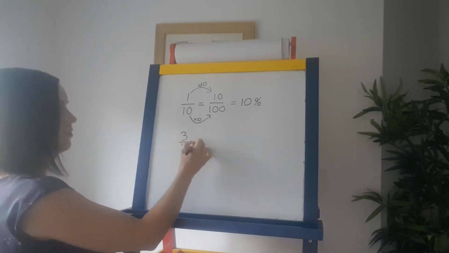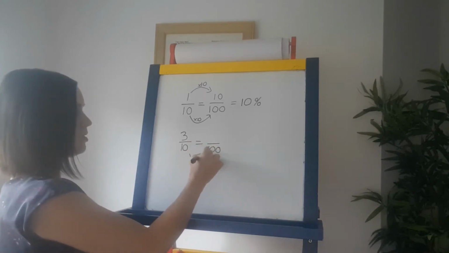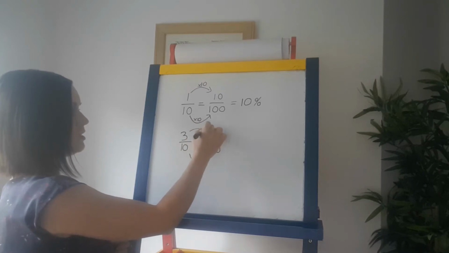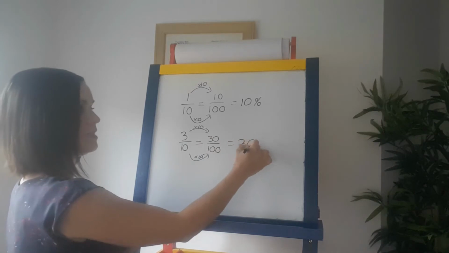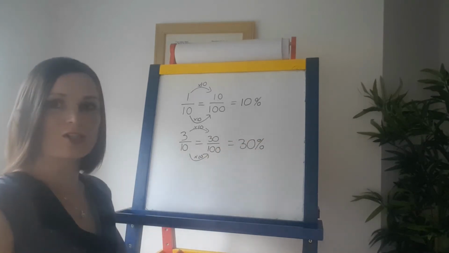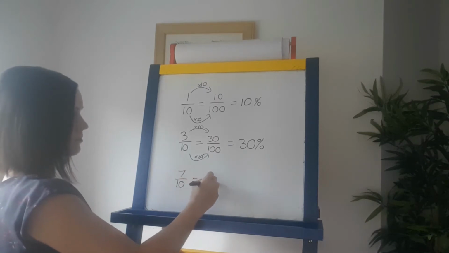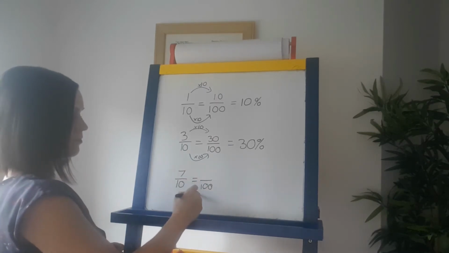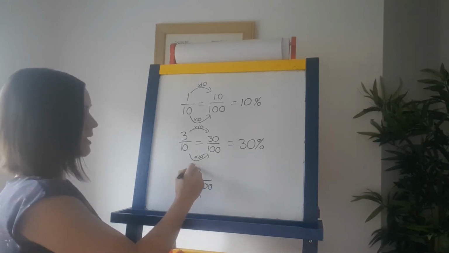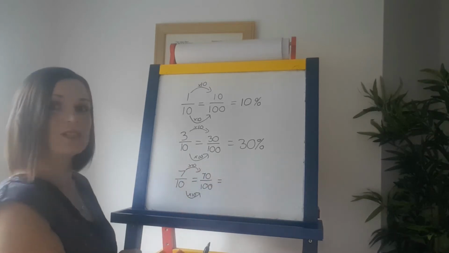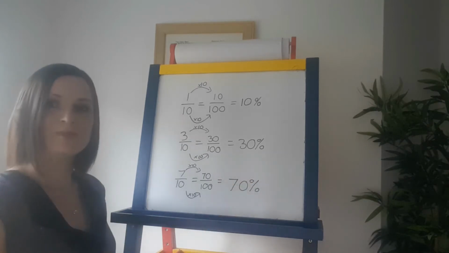3/10. Change to hundredths, so you multiply by 10, so you do the same to the top. So 3/10 is 30%. 7/10, we know we multiply by 10 to get to 100, so we'll multiply the top by 10. So it's 70 over 100, so it is 70%. There you go.